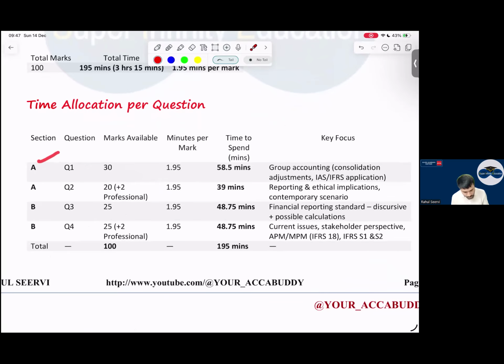Now see the allocation. Section A, Question number 1 is for 30 marks. What is the duration?